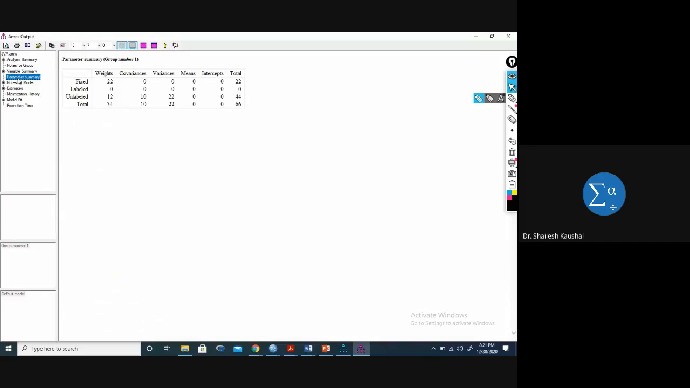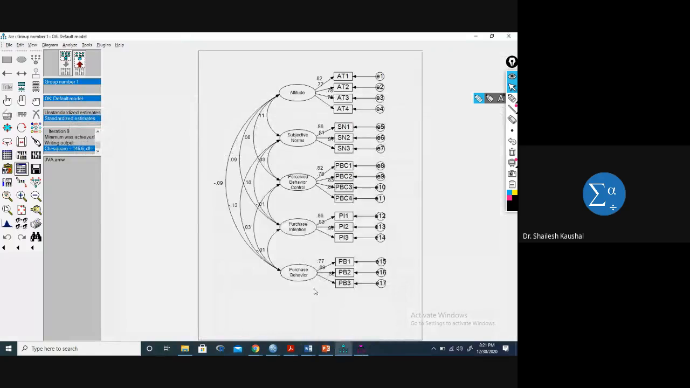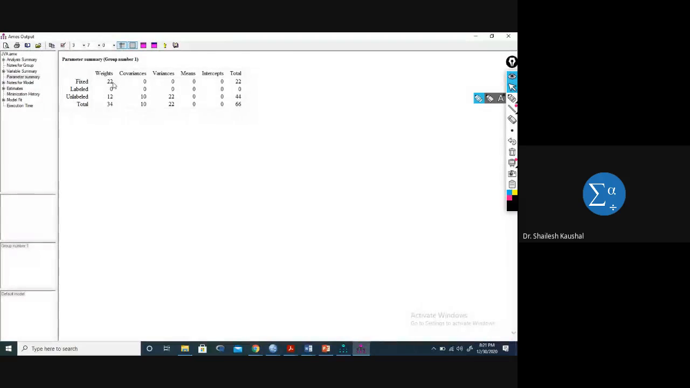Next is the parameter summary. In the parameter summary, the first is fixed weights. How many fixed weights? 22. How do we count the 22 fixed weights? We can see this graph: 1, 2, 3, 4, 5, 17, 18, 19, 20, 21, 22. These are the 22 fixed weights.